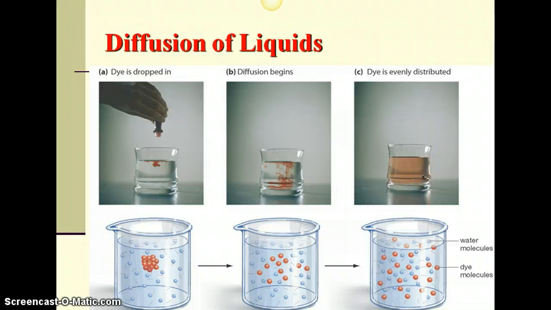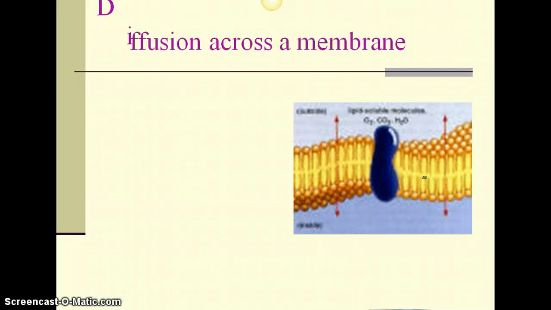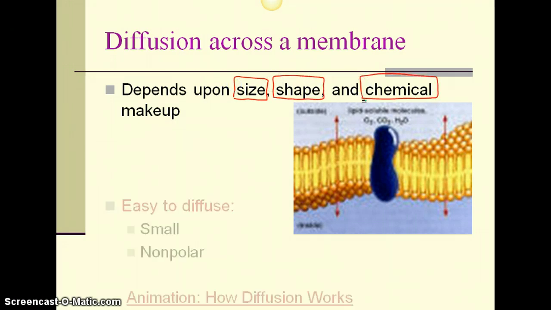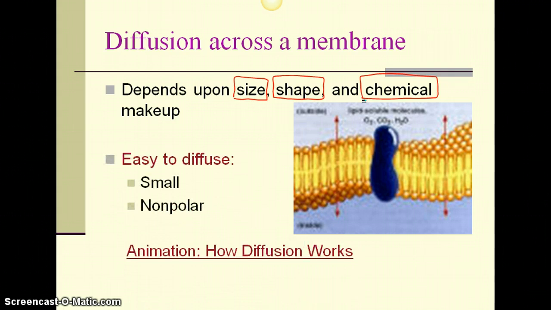So this is just an example of how that happens. Dye is dropped in. You can see the particles will all have motion. They're a liquid, so they slide past each other. Eventually, we get to an even distribution of the ink. So, a couple things here. Diffusion across a membrane will depend on size, shape, and chemistry. Things that are easy to diffuse are small and nonpolar.